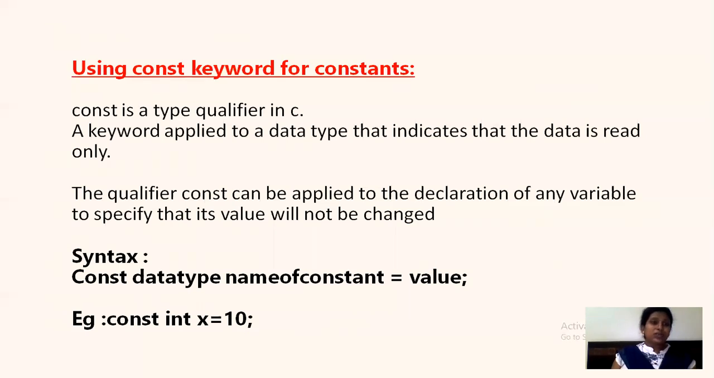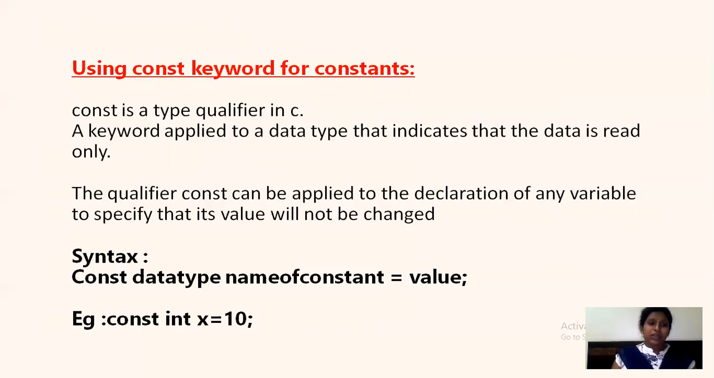Okay. So using the const keyword for constants. Const is a type qualifier in C, a keyword applied to a data type that indicates that the data is read-only. The qualifier const can be applied to the declaration of any variable to specify that its value will not be changed. So the syntax for this constant is const data type, name of constant equals value.